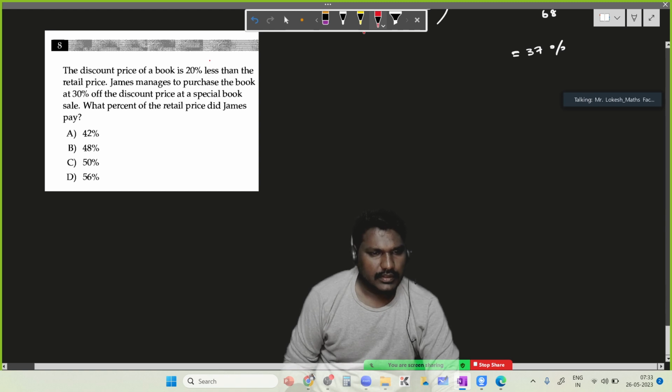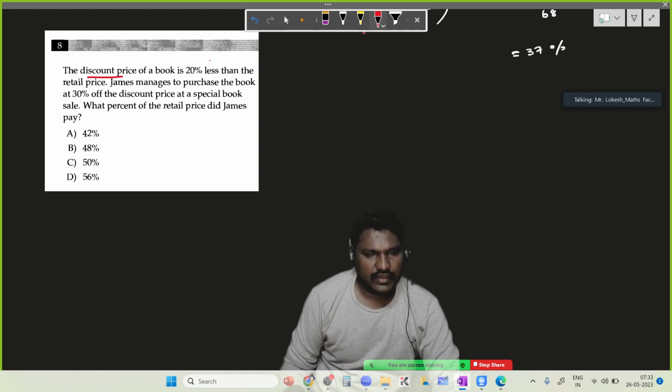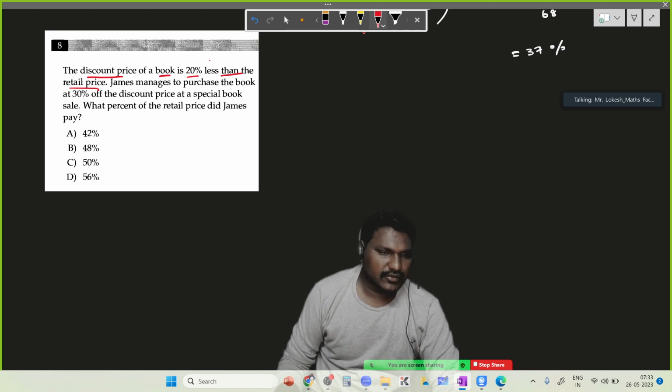Yeah, the discount price of a book is 20% less than the retail price. Okay, so if it is being sold at 100 rupees, now the discount price will be 20% less than that, it will be 80. Now James manages to purchase the book at 30% of the discount price at a special book sale. What percent of retail price did James pay?